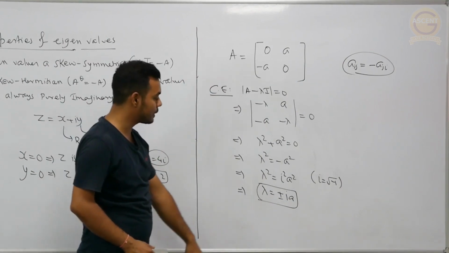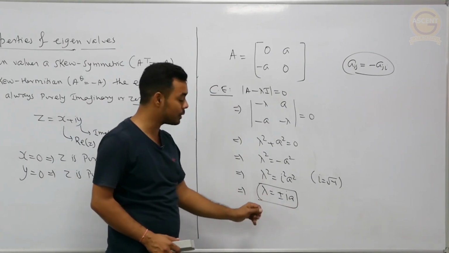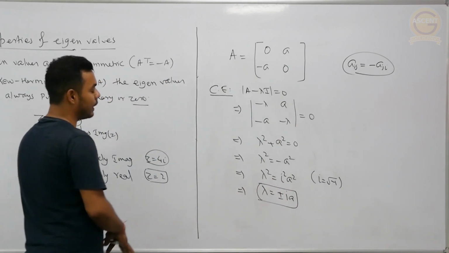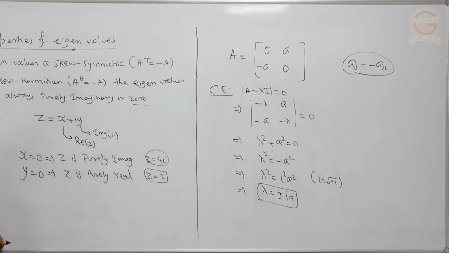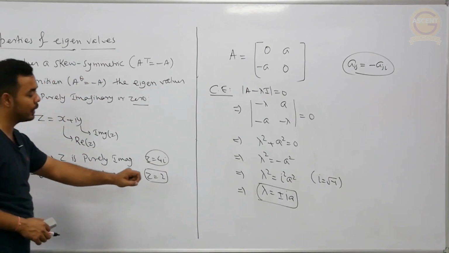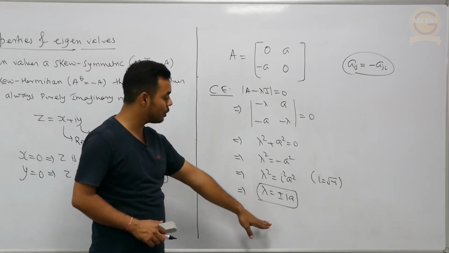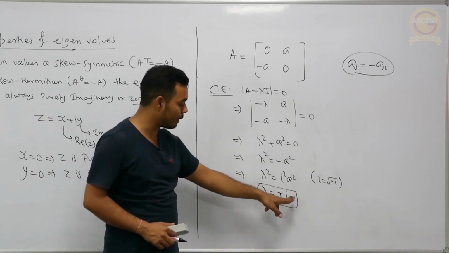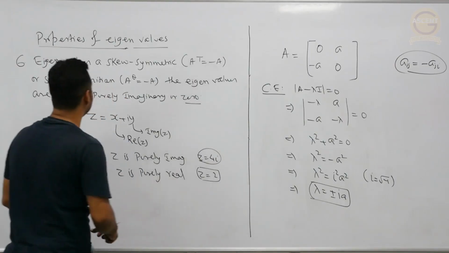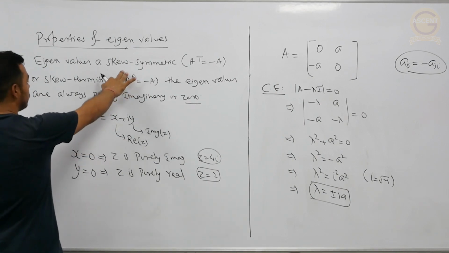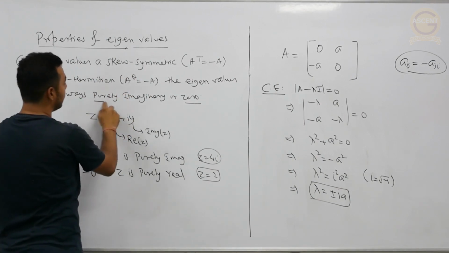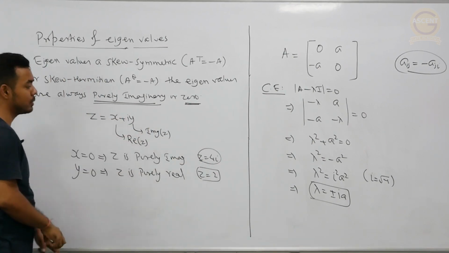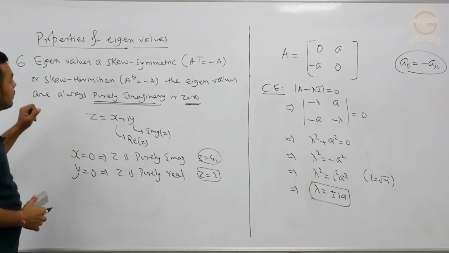As you can see, this eigenvalue is purely imaginary, the real part is 0. Or if a is 0, in that case lambda will be 0. So the important thing is that in case of a skew-symmetric or skew-Hermitian matrix, the real part of the eigenvalue is 0, which means the eigenvalue is either purely imaginary if a is non-zero, or 0 if a is 0. Purely imaginary means those complex numbers whose real part is 0. So these are the 6 properties of eigenvalues.